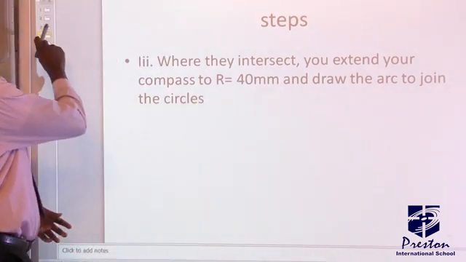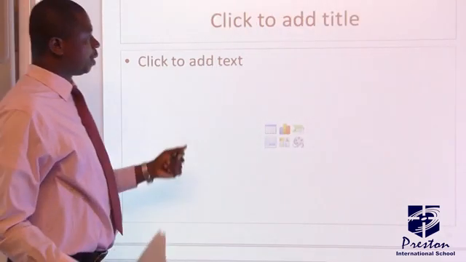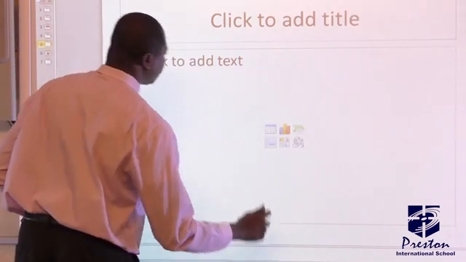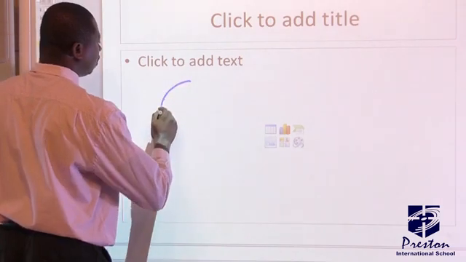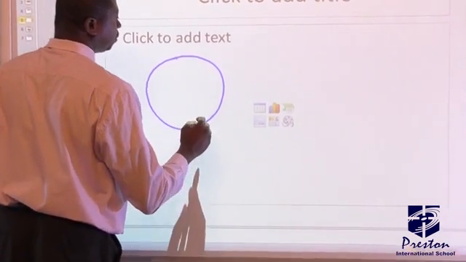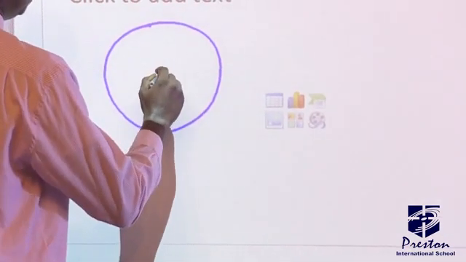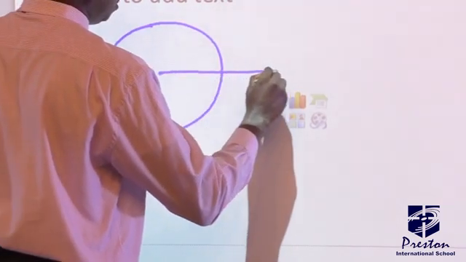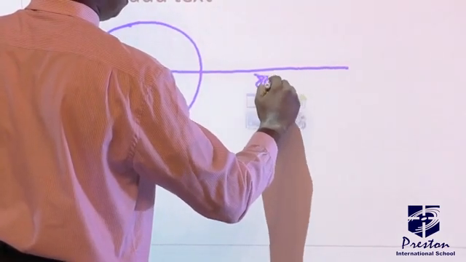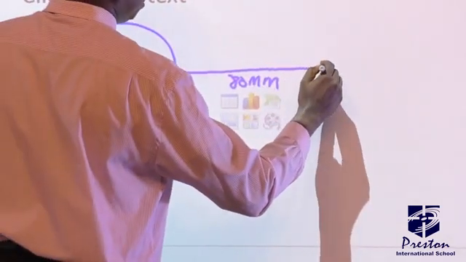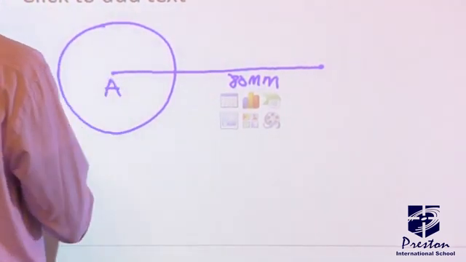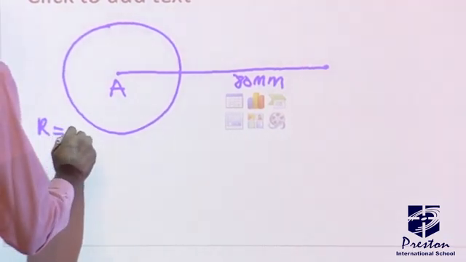For our drawing practice today, let's say this is the first circle, which is 45 mm in radius. The circle center is here. Then ensure that you draw. The distance here is 80 mm. Let's say this is circle A of radius 45 mm.